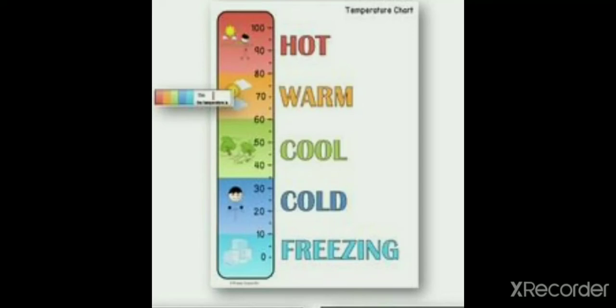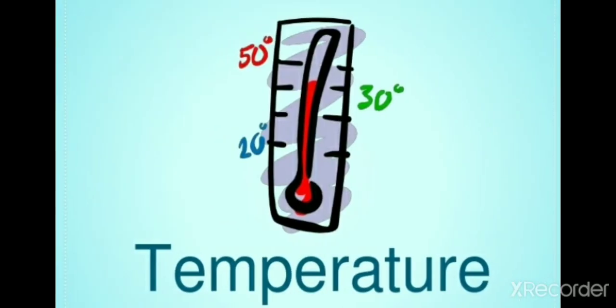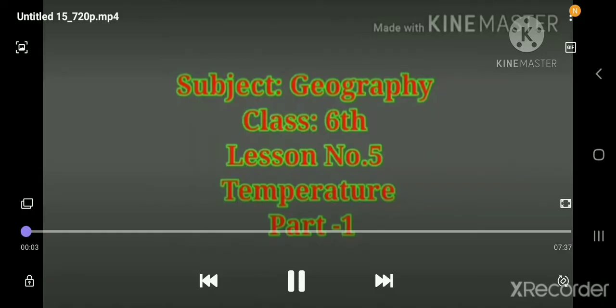Good morning students. In the previous lecture we learnt about weather and climate. Today in our new lesson we are going to learn about the elements of weather. Let us revise what the elements of weather are: temperature, air pressure, wind, moisture, precipitation. From this we are going to learn the first element of weather in detail, that is temperature. So let us start with our chapter.